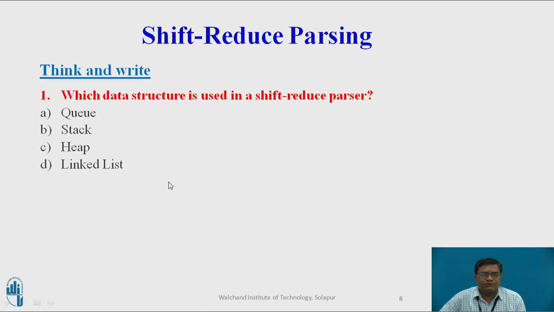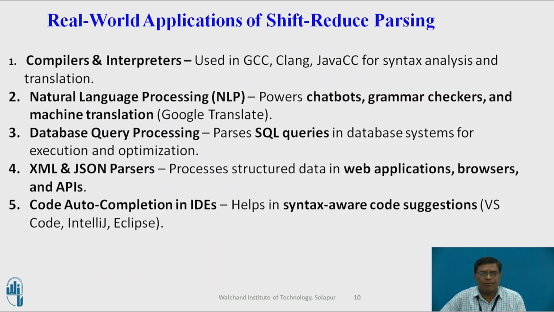Take a pause, you think and give the answer. Which data structure is used in shift-reduce parsing? Queue, stack, heap, linked list. Here the correct answer is B. Stack is a data structure used in shift-reduce parsing.